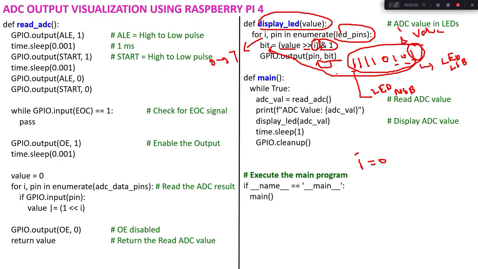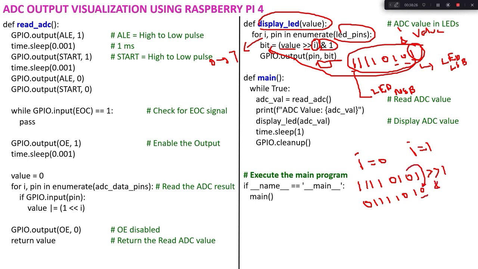When the for loop runs for the second time, now the i value will be 1. When the i value is 1, what do we do? We take this value, 11110101, and do a right shift by 1 time. When I do right shift by 1 time, it becomes 01111010. So now the second bit comes here.